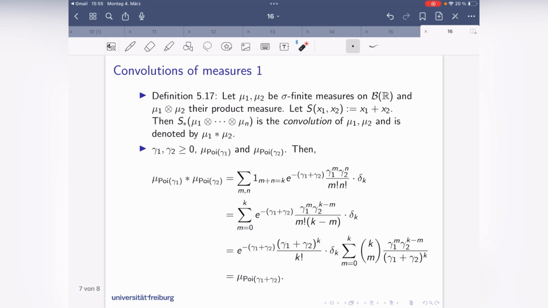And now we're going to talk about an application, which are convolutions of measures. So in simple terms, the convolution of two measures is the image measure of mu1 and mu2 under the addition. So what does this mean? So mu1 star mu2 of some a, that's mu1 cross mu2. So now we measure everything. S to the power of minus 1 of a.